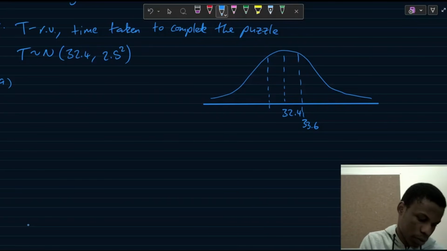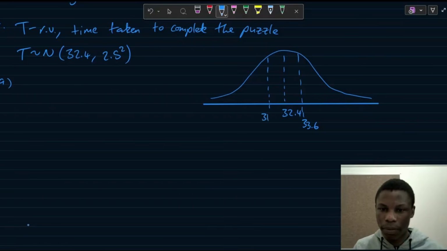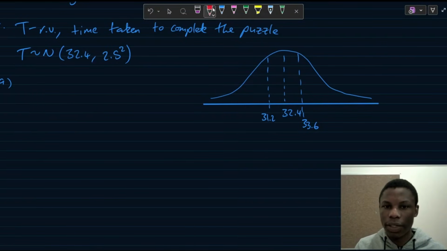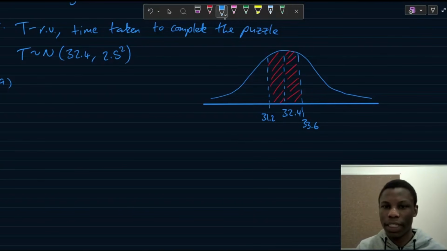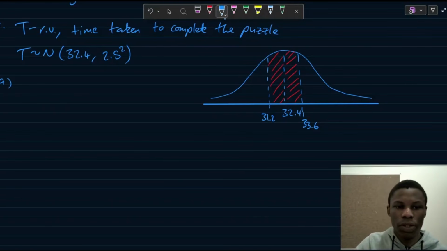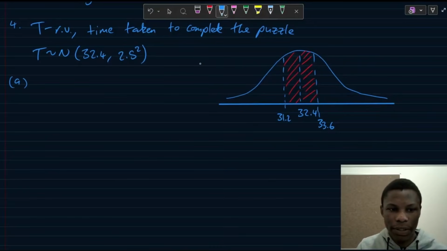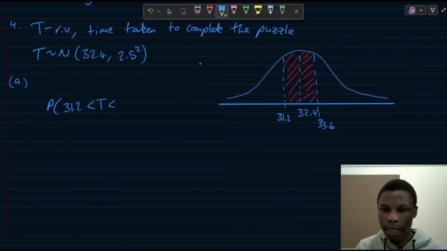Minus 1.2, which is 31.2. Because any time within the space here is within 1.2 off of the mean, right? So we need to find the probability of a time being within this interval. So what we're actually interested in is the probability that t is between 31.2 and 33.6.